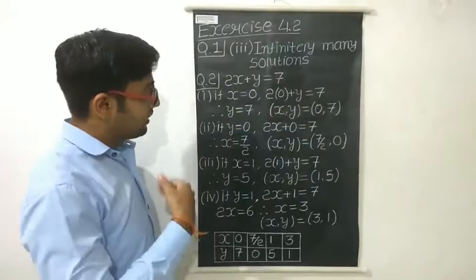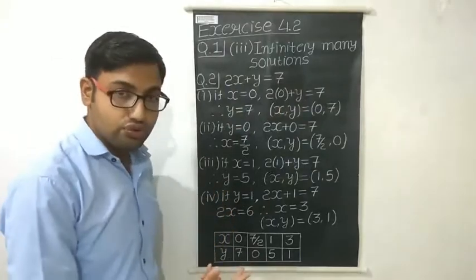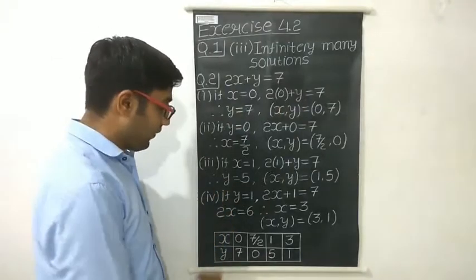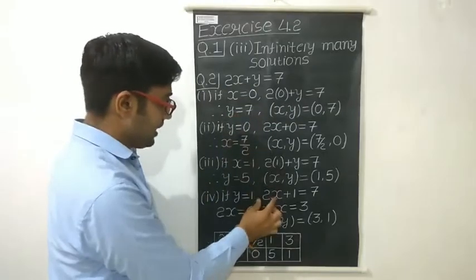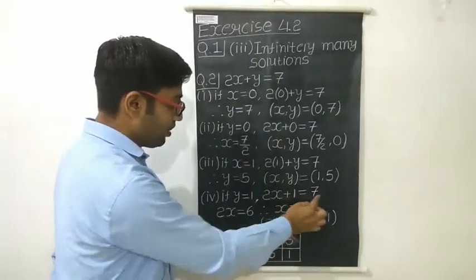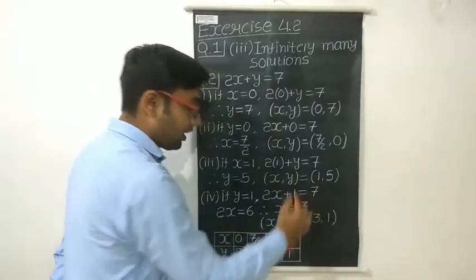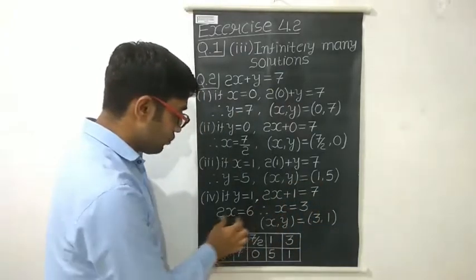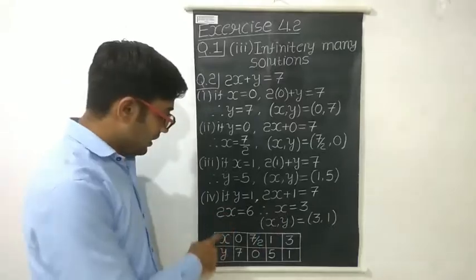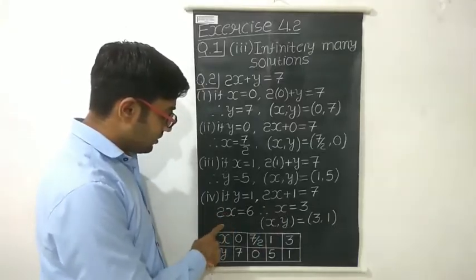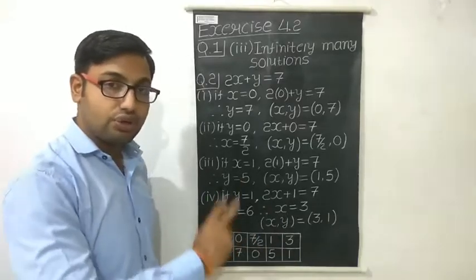Fourth solution, let us now take y equal to 1. Now we have to find the value of x. So 2x will remain as it is. Instead of y, we put 1, and it is equal to 7. By taking this 1 to the right hand side, it will be subtracted from the 7. So we will get 2x is equal to 6. Again, to find the value of x, we have to divide both sides by 2.